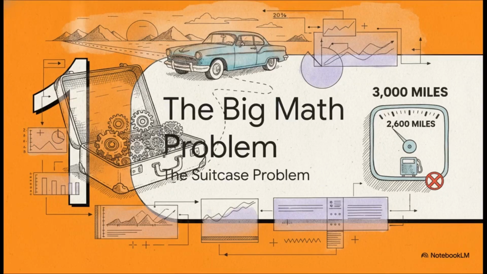All right, part 1, the big math problem, or what we can think of as the suitcase problem of language. To really grasp the chronological collapse of this theory, I want you to picture this. Imagine you're planning a massive 3,000-mile road trip. You map out all your mandatory stops, you crunch the numbers for the absolute minimum distance to get to your destination, and bam, it's 3,000 miles exactly.